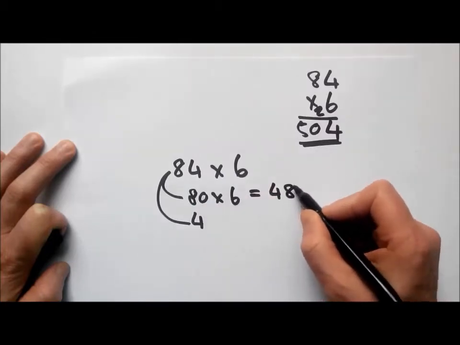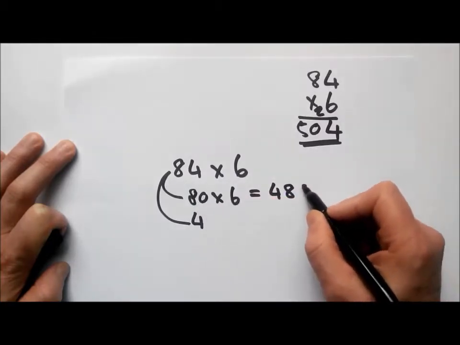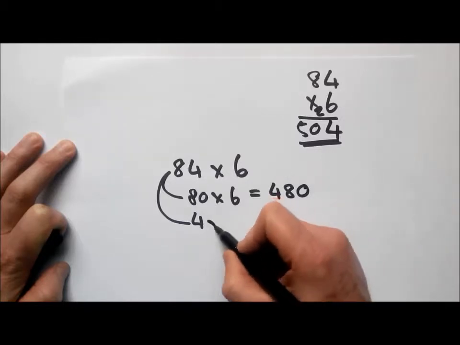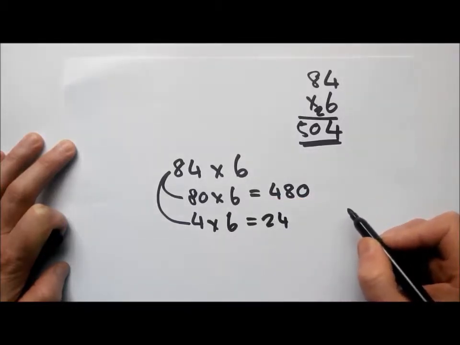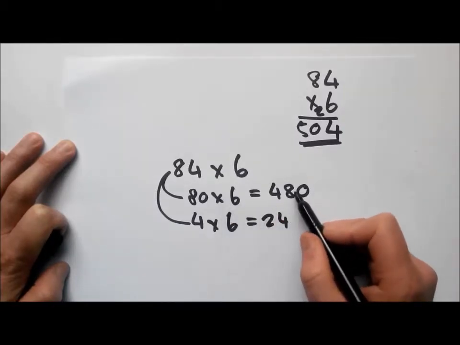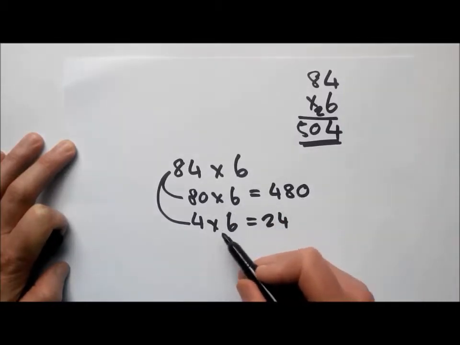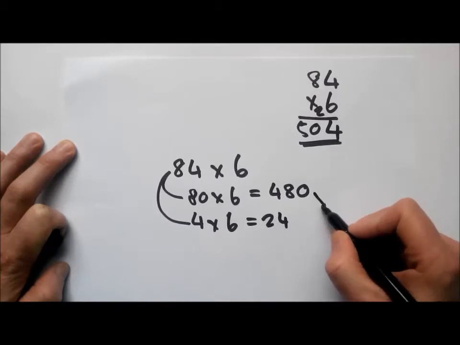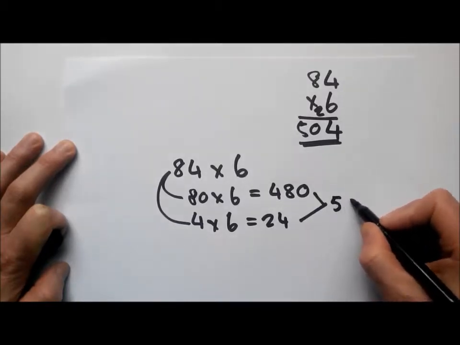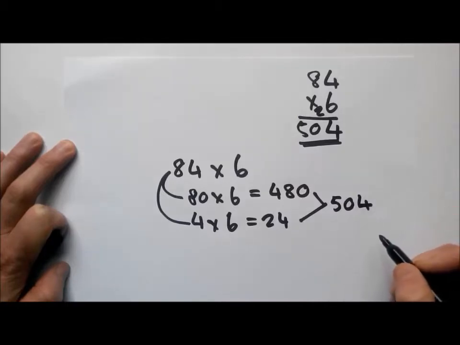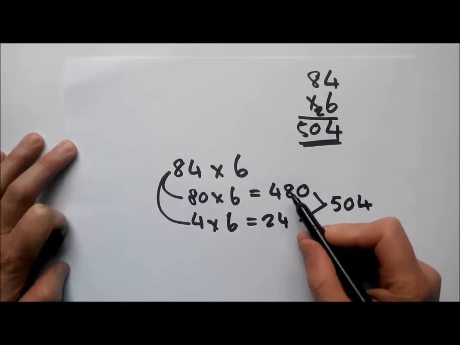Now, 8 times 6 is 48, so 80 times 6 is 480. And then 4 lots of 6 is 24. Now if we were to add our 80 lots of 6 being 480, and 4 lots of 6 being 24, together, 480 plus 24 gives us 504.